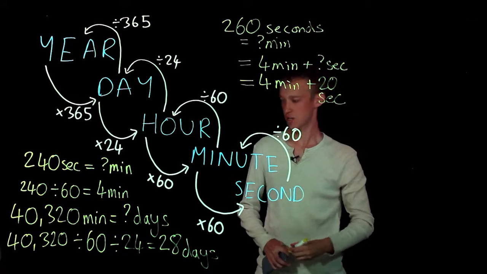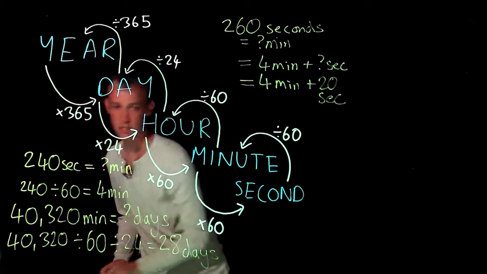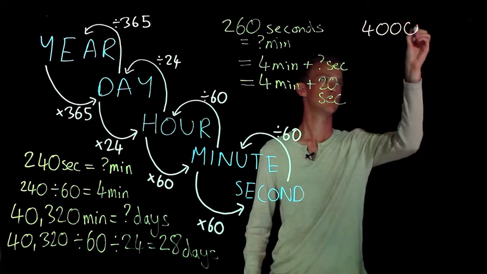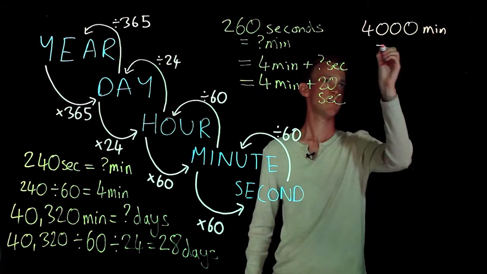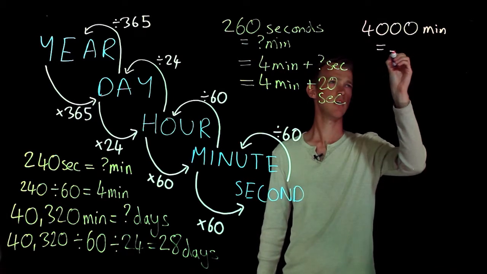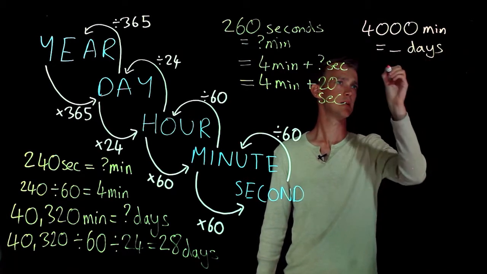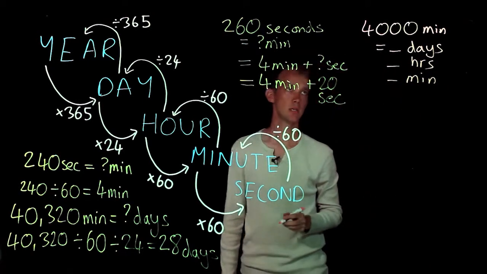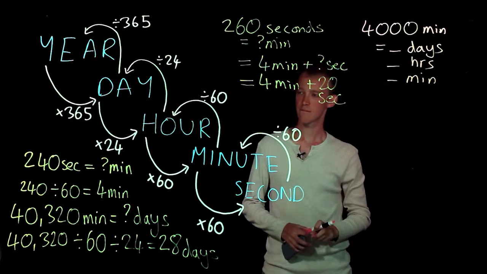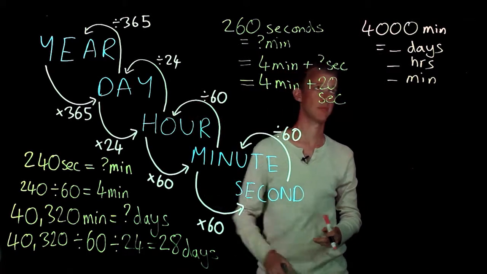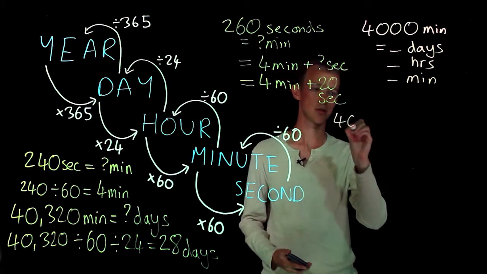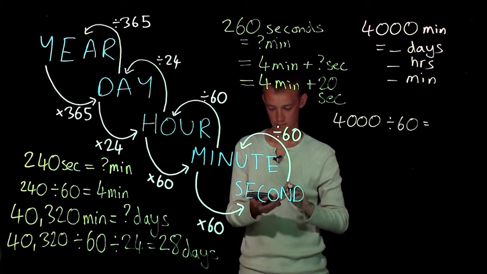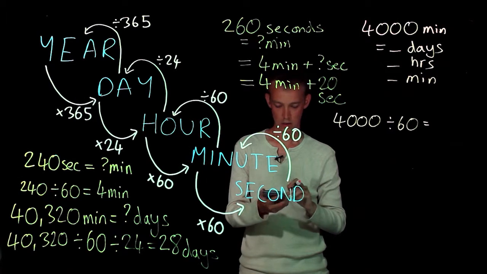Okay, my final question that I'm going to go through is going to be, if I have 4,000 minutes, and we're going to find an answer which is going to look like something days and hours and minutes. Okay, right, 4,000 minutes. First of all, let's convert it into hours. I'm dividing by 60. So 4,000 divided by 60 will give me 66.